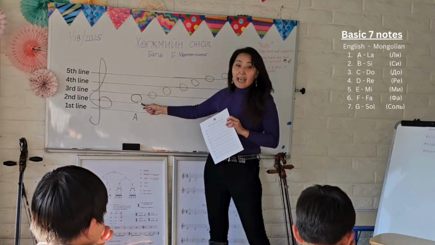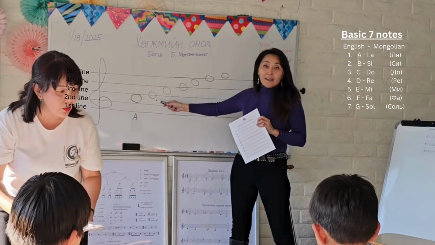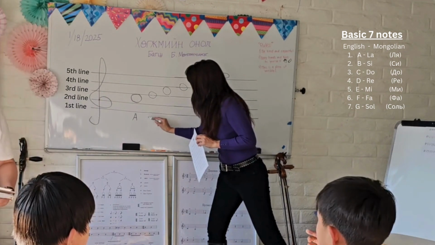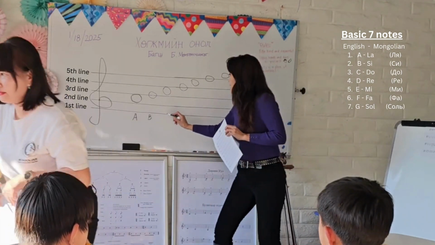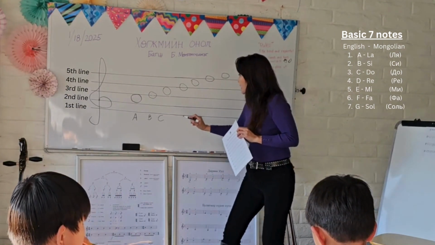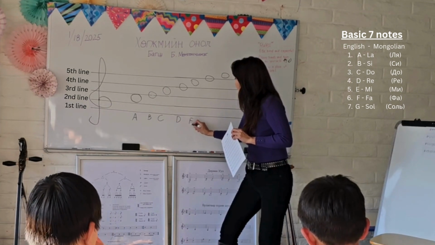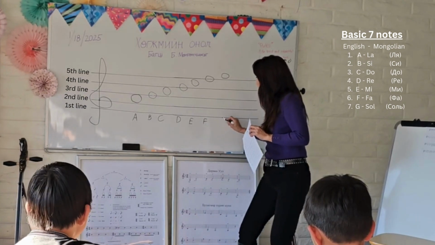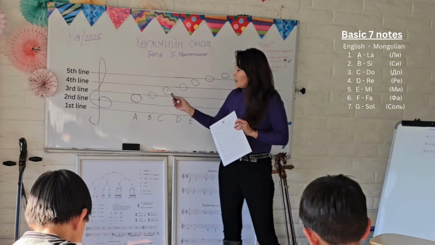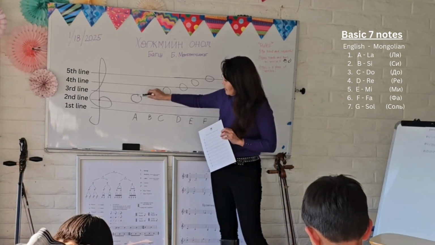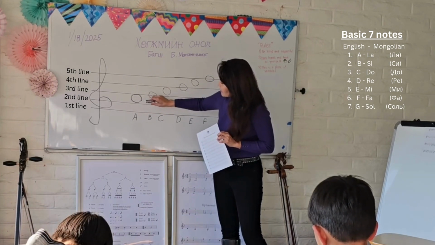If this is A, what will this be? B, correct. And then C. D. E. F. G. That's it, your basic notes. If you see a note between the second and third line, that's your A.